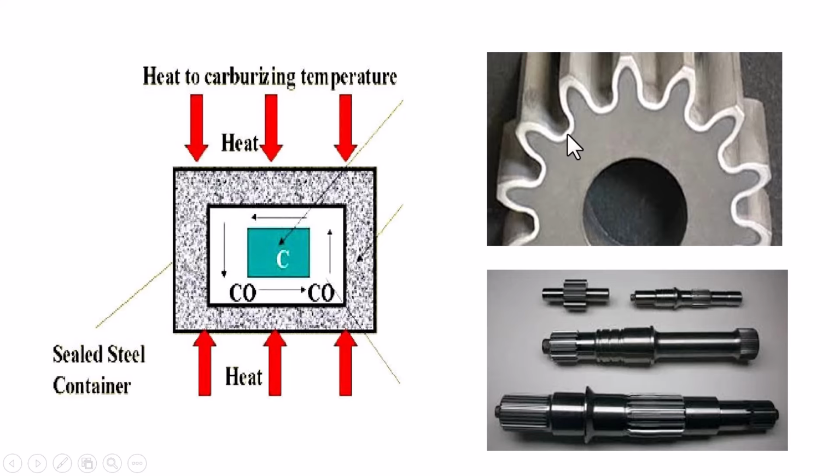So here you can see the product. For example, here the product is a gear. You can see the surface of the gear. The teeth are hardened at the surface, but the core is soft or tough. Here the shaft, the surface is case hardened, but the core remains soft and tough.